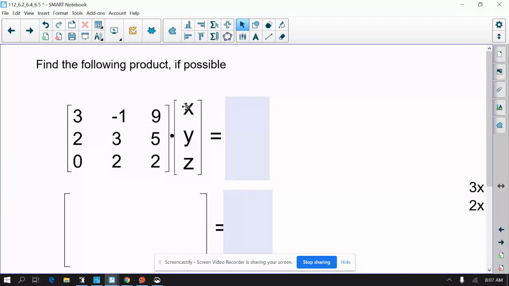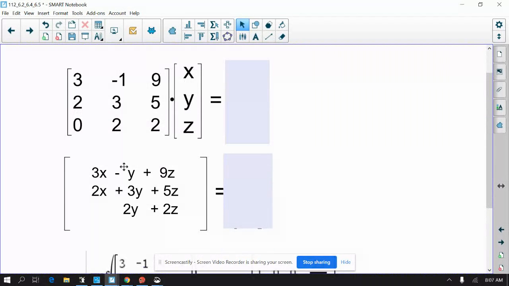I would do 3 times x plus -1 times y plus 9 times z. And then 2 times x plus 3 times y plus 5 times z. And then 0 times x plus 2 times y plus 2 times z. And it gives me this.